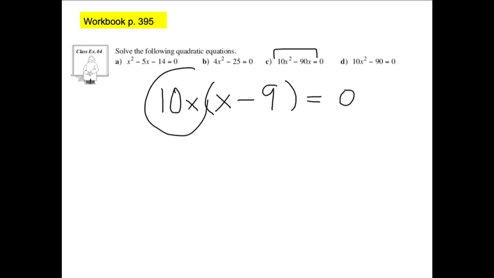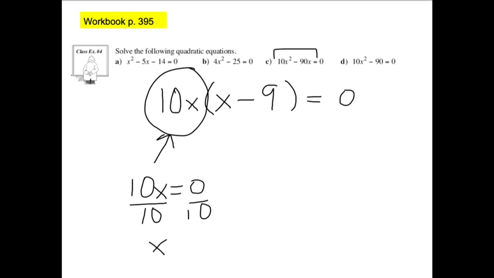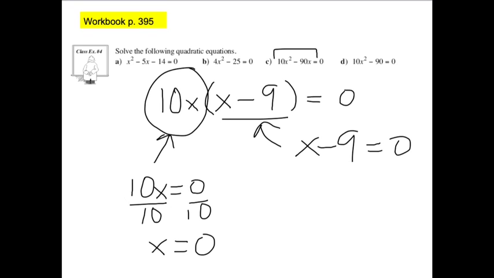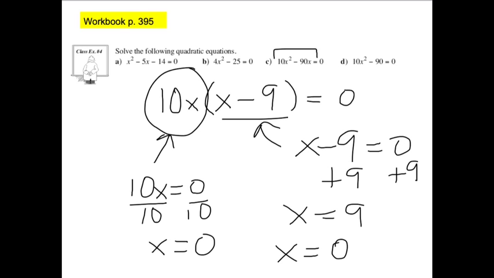So taking a look at this, in order for this to be 0, 10x is equal to 0. Divide that by 10. Divide that by 10. Obviously, 0 divided by 10, that's just 0. X is equal to 0 here. Over here, we've got x minus 9 is equal to 0. Add your 9 over here. Add your 9 over here. X is equal to 9. So your roots here are going to be 0 and 9.